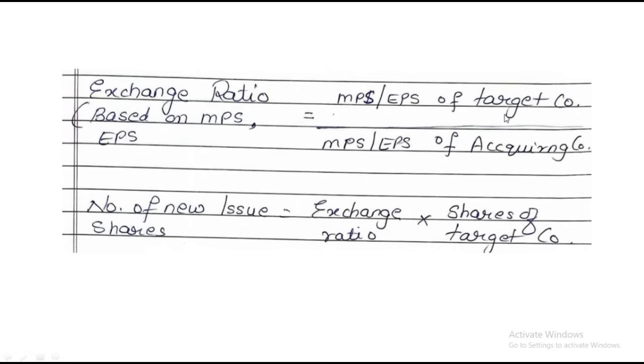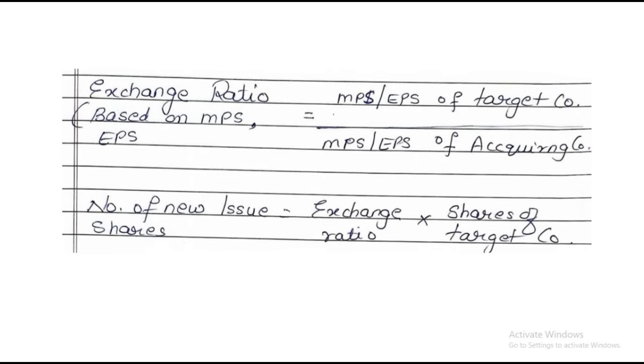Target company is the company that's getting acquired, and acquiring company is the one that's going to acquire the other company. The number of equity shares formula will be the exchange ratio into the shares of the target company, the company that has been acquired. These are the other two formulas you'll have to note down. It will look a little complicated now, but once we start with the solving part, it will be very simple.